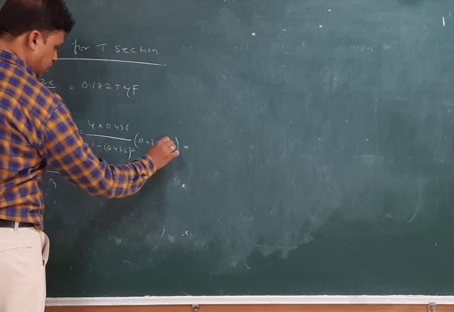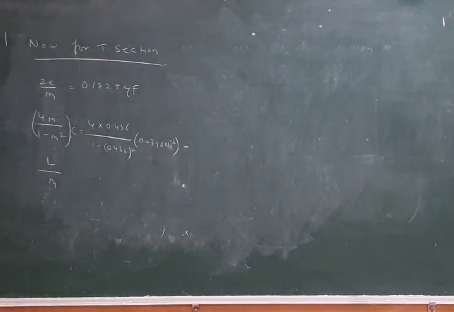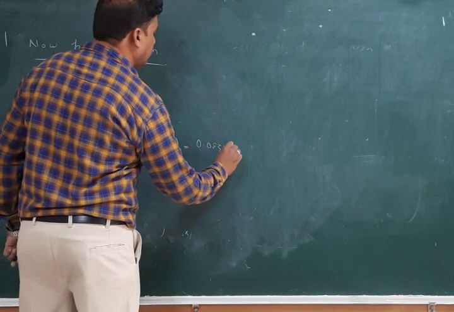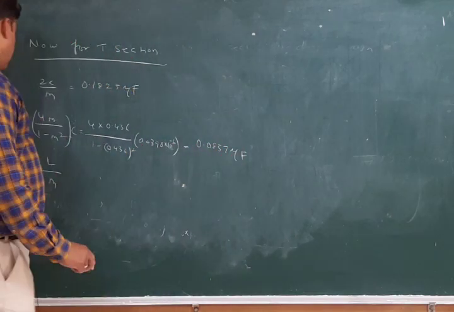If you multiply it, then you can write it into 10 power minus 6, then it will become 0.0857 microfarad. Next, L by m value.